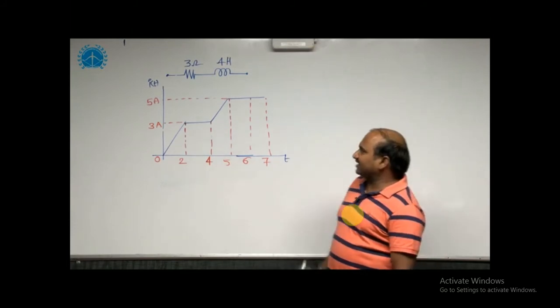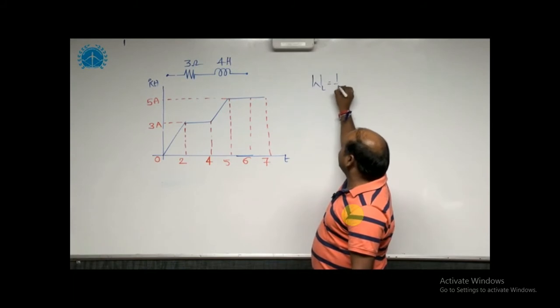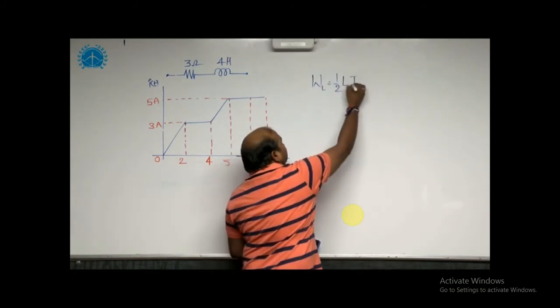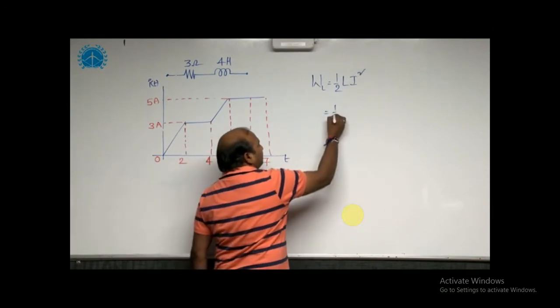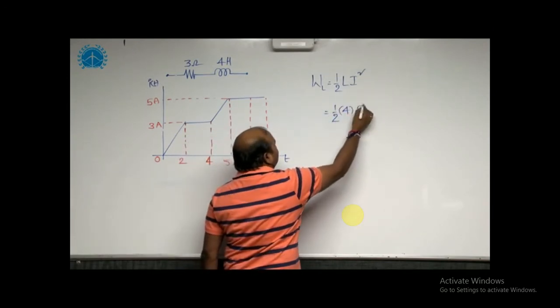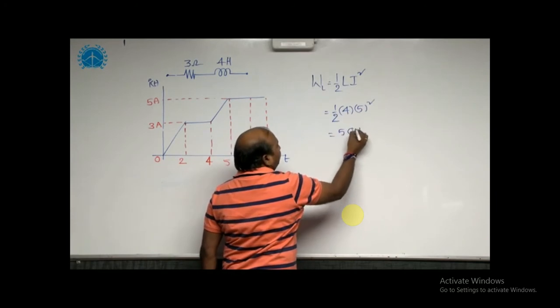Using that directly, we can take the energy stored by the inductor. We have the relation of energy in terms of current, half L I square, that is 1 by 2 times the L value, which is 4 henries, and I square, and we are getting 50 joules.